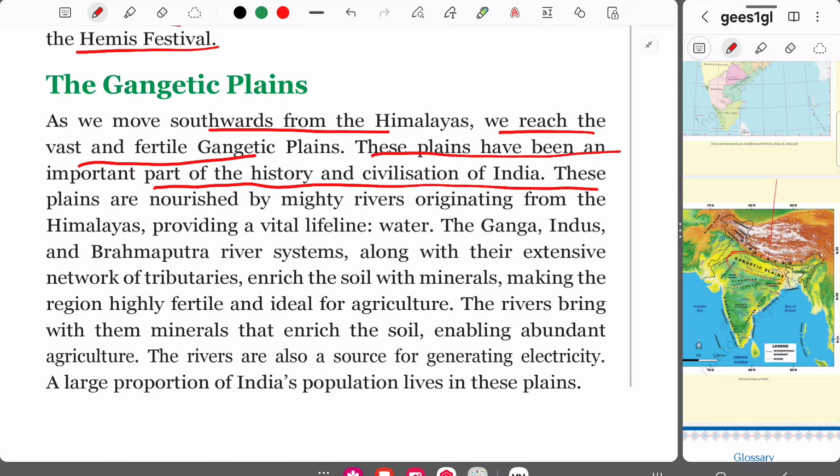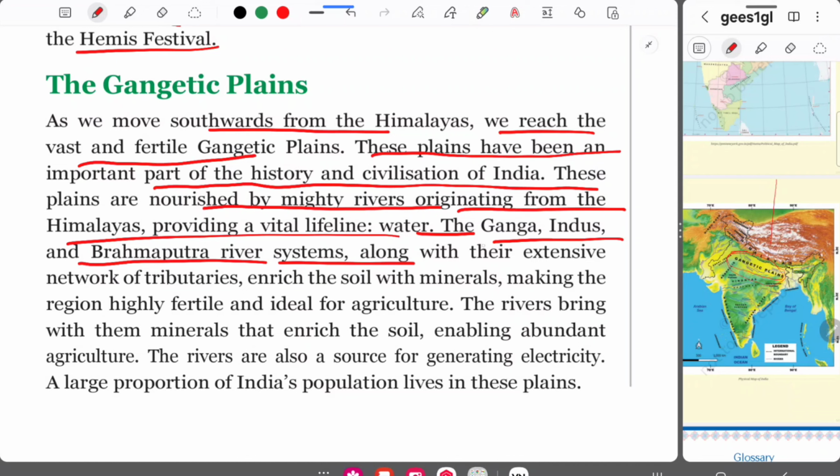So that is why it is a very important part of our history and the civilization of India, how developments of India take place. This Gangetic plain plays a very important role, and you will come to know the reason in your higher classes. So these plains are nourished by mighty rivers originating from the Himalayas, providing a vital lifeline. Water, the Ganga, Indus and the Brahmaputra river system, along with their extensive network of tributaries, enrich the soil with minerals, making the region highly fertile and ideal for agriculture.